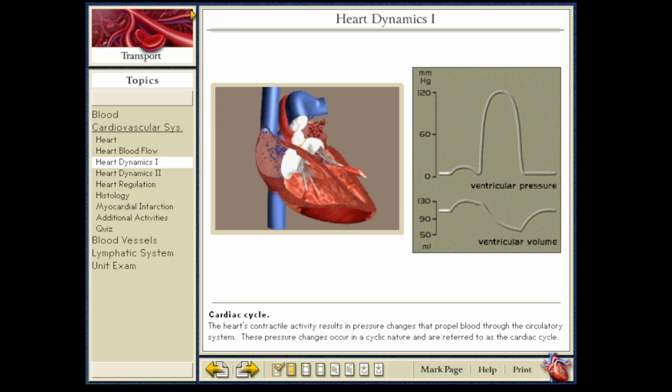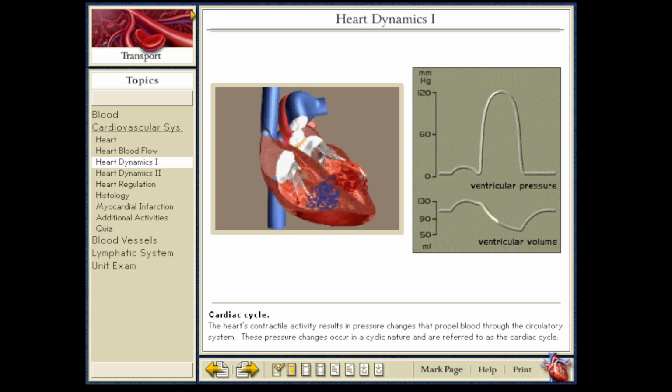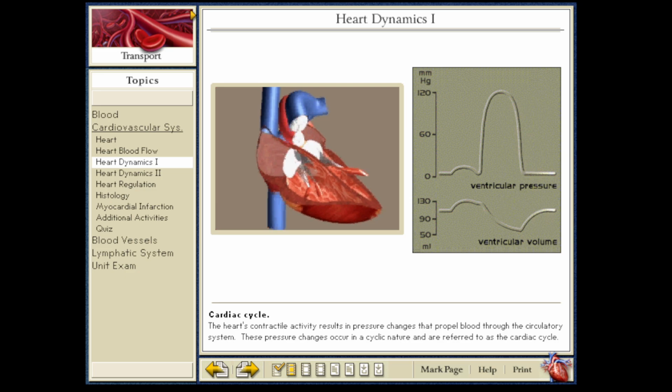The heart's contractile activity results in pressure changes that propel blood through the circulatory system. These pressure changes occur in a cyclic nature and are referred to as the cardiac cycle.